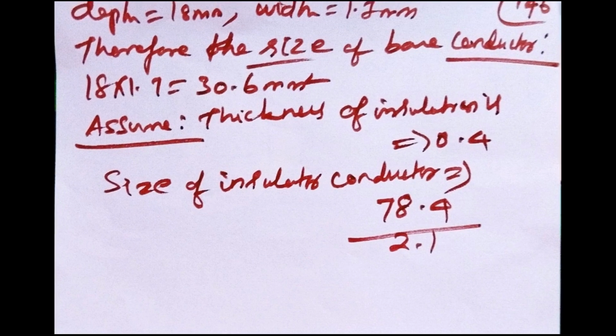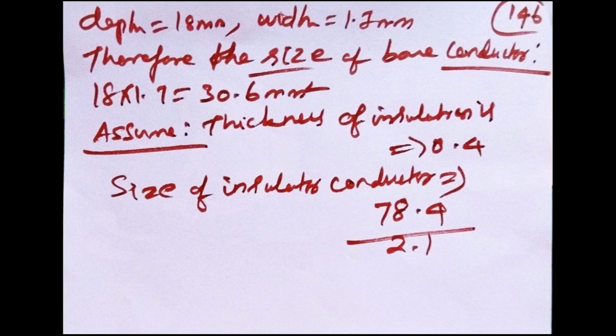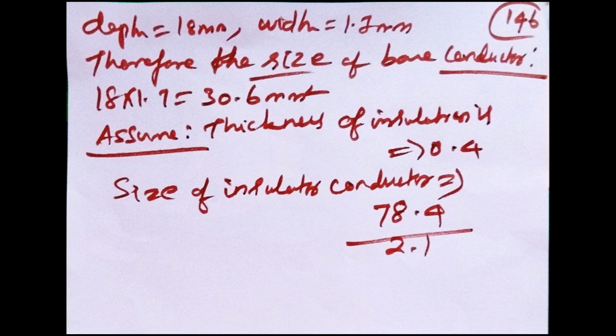Depth is equal to 18 millimeter, width is equal to 1.7 millimeter. Therefore, the size of the bare conductor is 18 into 1.7 is equal to 30.6 millimeter square. Assume thickness of insulation is 0.4. Size of insulated conductor is 18.8 into 2.1.